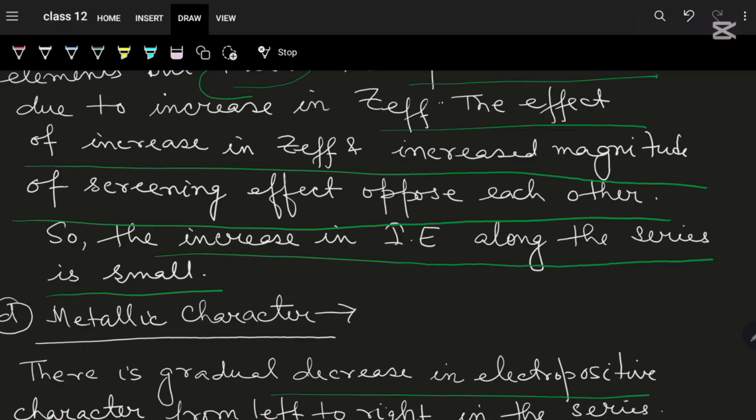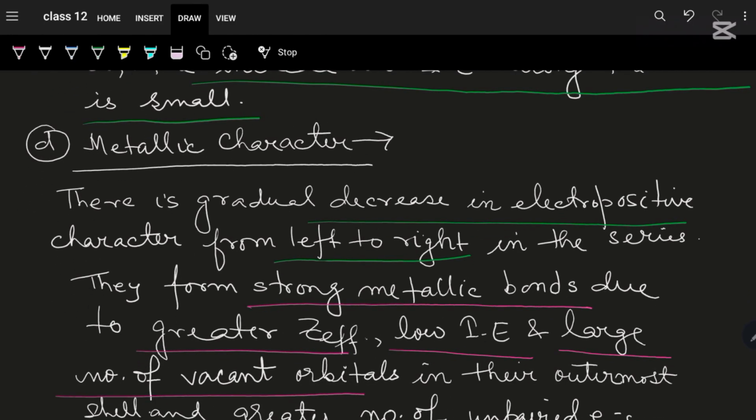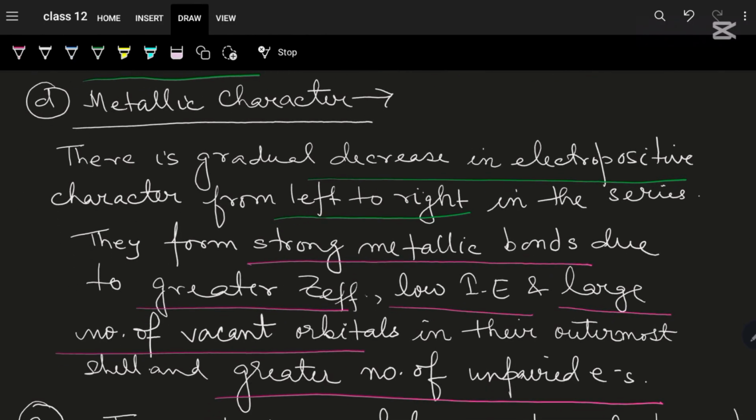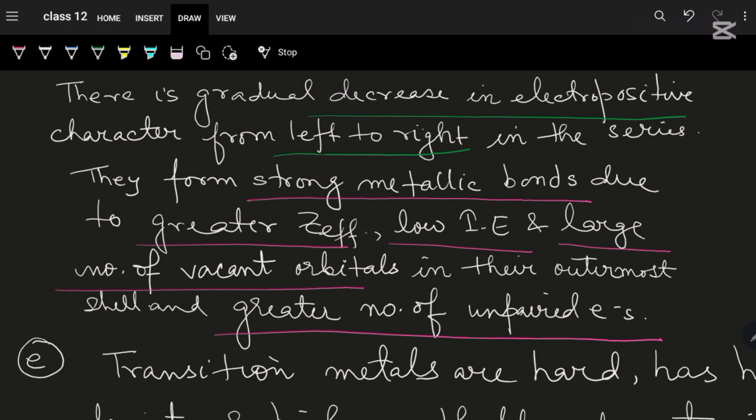So the increase in ionization enthalpy along the series is small. Moving on to the metallic character. Metallic character is directly associated with the electropositivity of the element, which decreases from left to right. Because when you move from left to right, the effective nuclear charge increases, and for which what is happening? You need more energy to remove the electron. So electropositivity decreases. Metallic character also decreases.